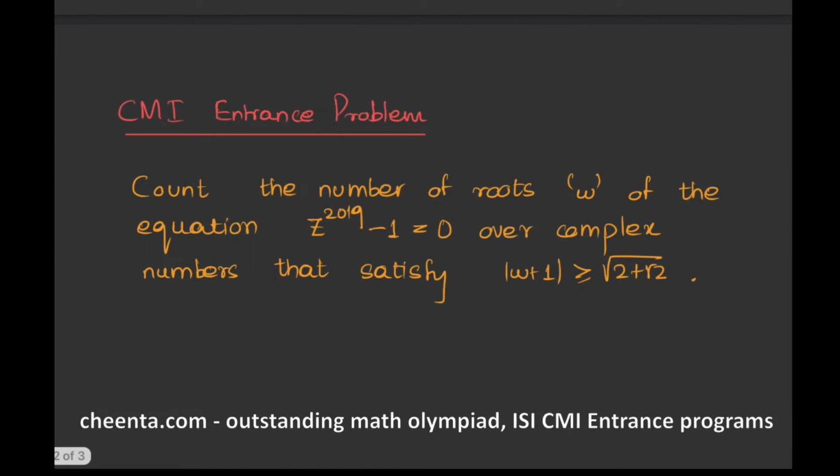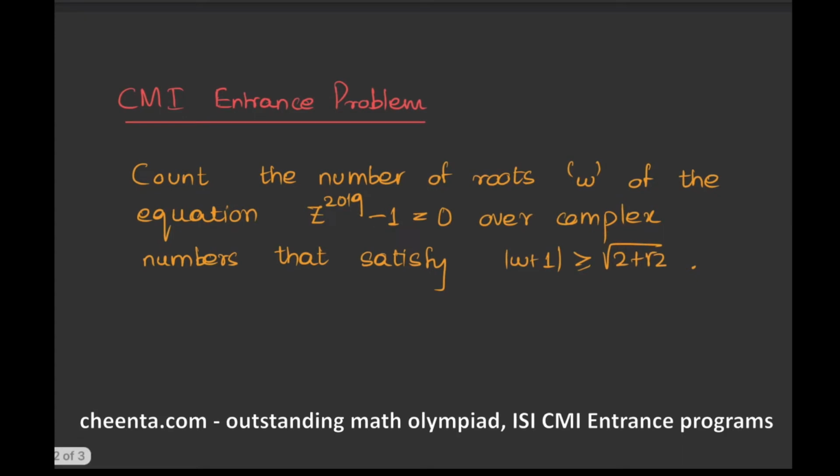So today we are going to do a 2019 CMI entrance problem. This problem asks us to count the number of roots omega of the equation z to the power 2019 minus 1 equals 0 over complex numbers that satisfy this inequality, that is, mod of omega plus 1 is greater than or equal to square root of 2 plus root 2.